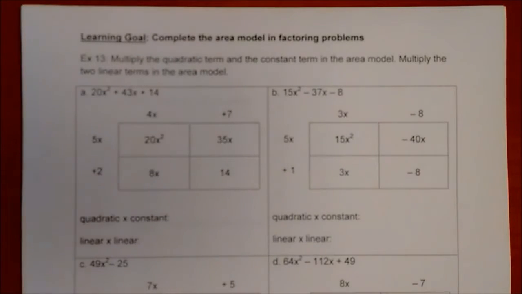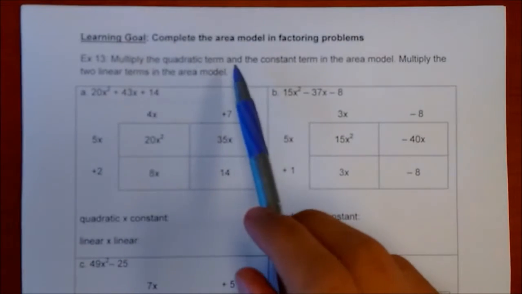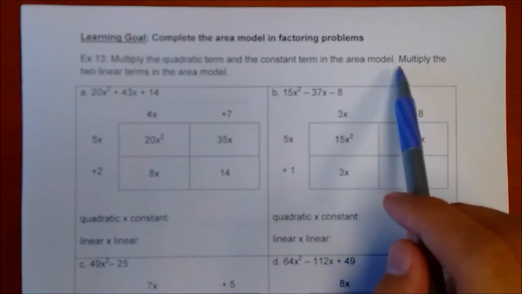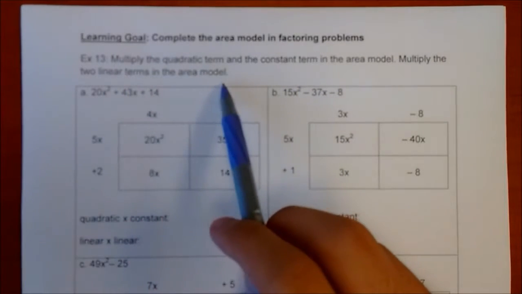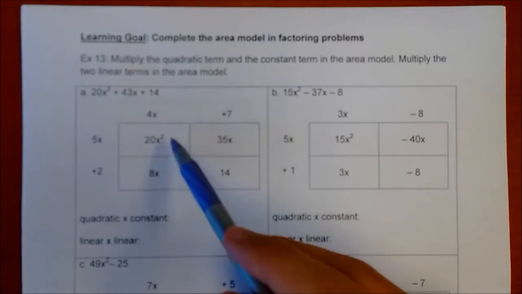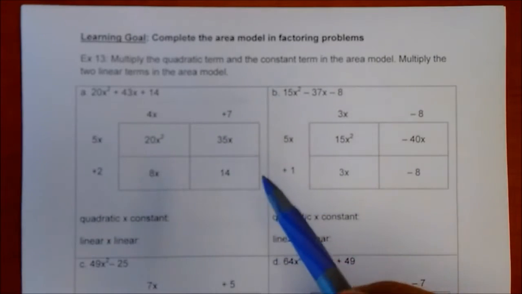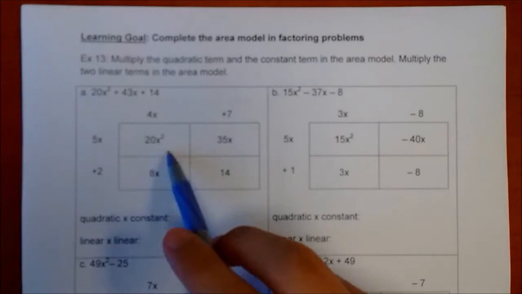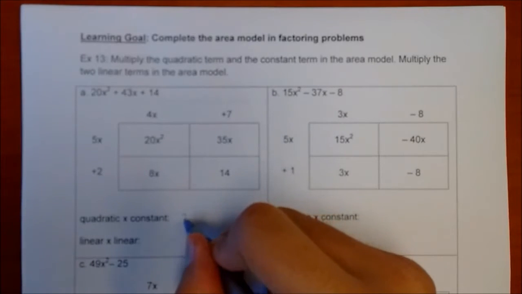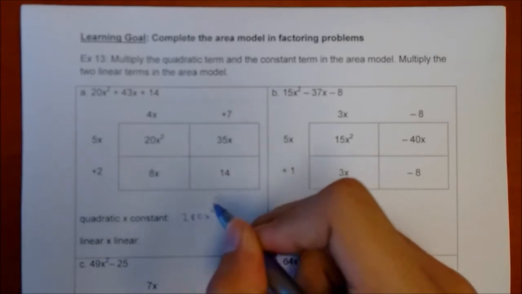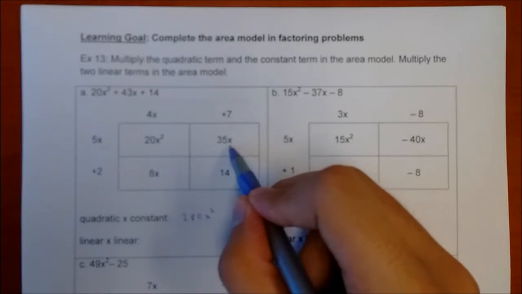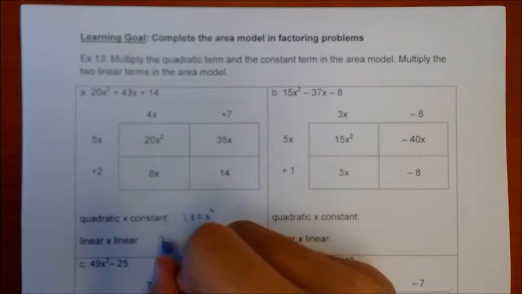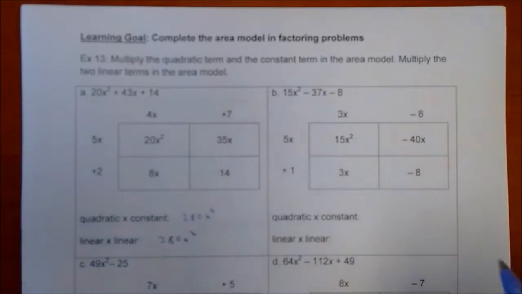So, in example 13, we're going to multiply the quadratic term and the constant term in the area model, and then multiply the two linear terms in the area model. Remember that the quadratic term has the x squared term, while the linear term has only an x. So, for the quadratic times the constant, 20x squared times 14 gives us 280x squared, and 8x times 35x also gives us 280x squared. Now go ahead and pause the video and try B, C, and D on your own.